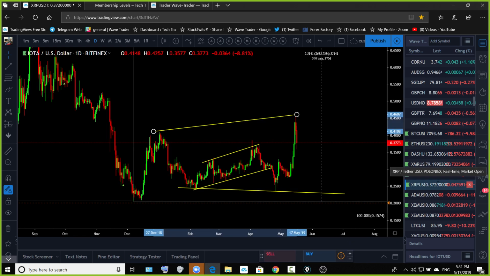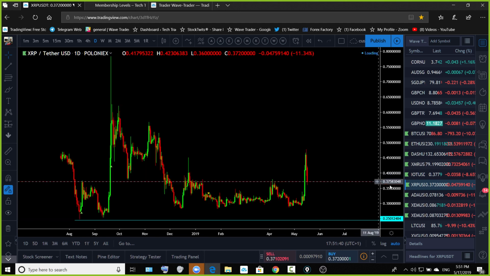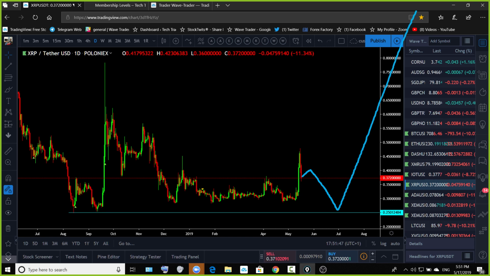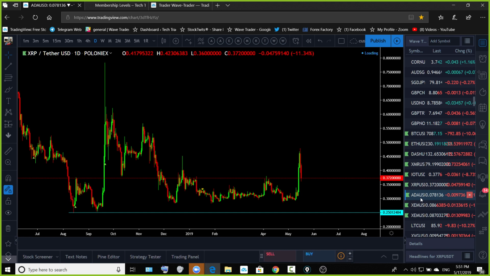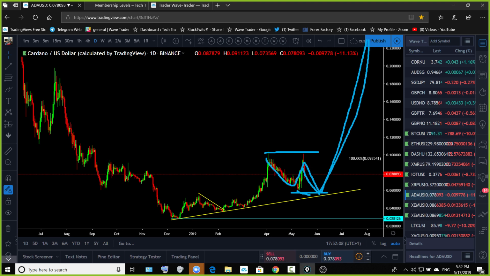All right, so Ripple is also the same. Correct, go down, test the bottom and longer term reversal. And ADA is also similar to the others. Other major coins go down, test that bottom and go back up. This ABC move, then continue the trend.